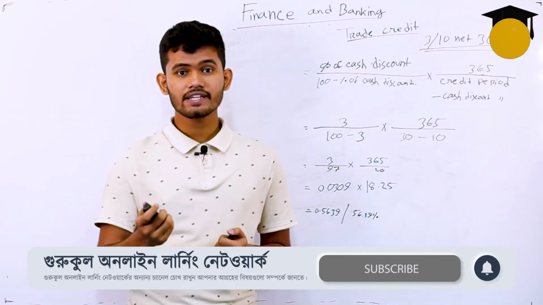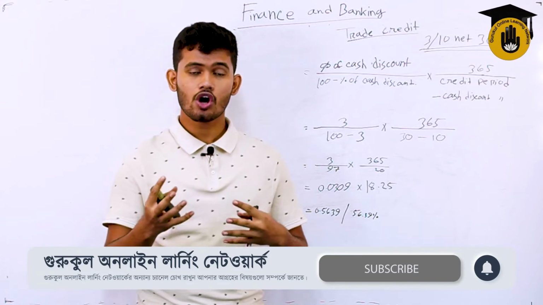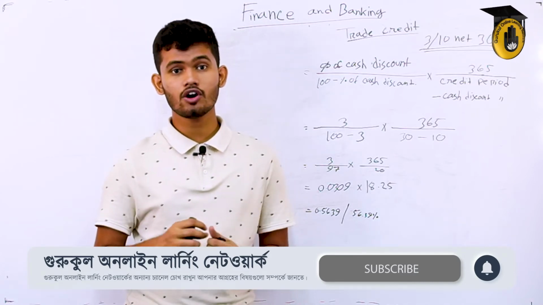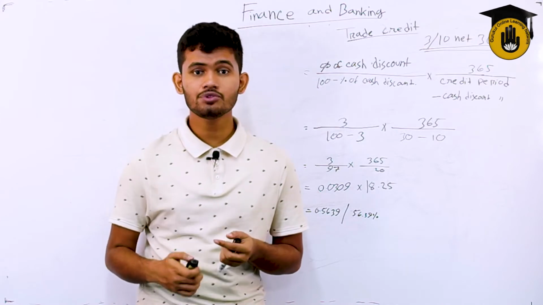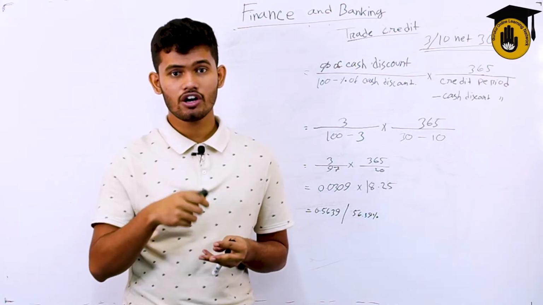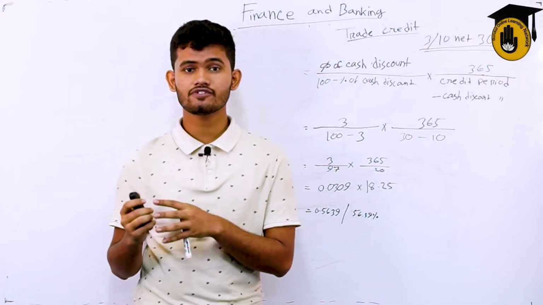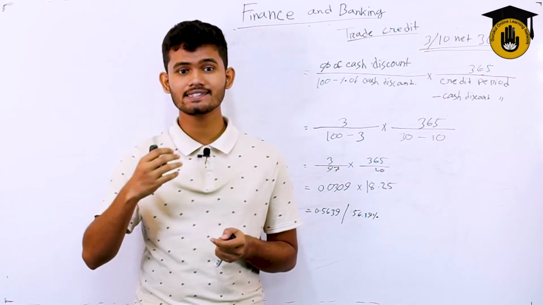So in trade credit, people usually take a huge or bulk amount of goods or raw materials or even sometimes finished goods, and they have to pay at the end of each given financial year. So that's how less formalities is given between the purchaser and the seller.